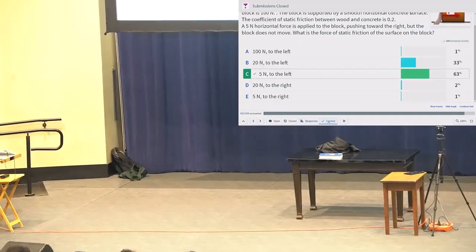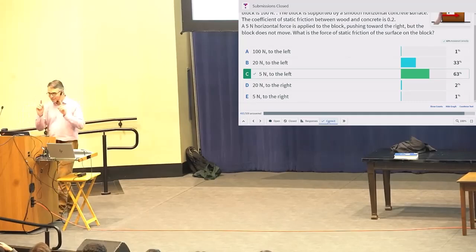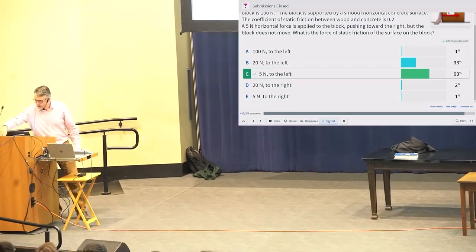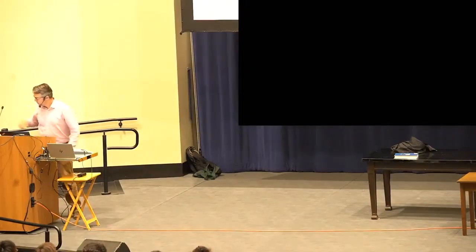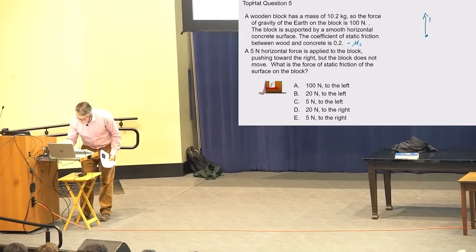A lot of people got C, which is definitely correct. The whole 0.2 thing was just to throw you off. Don't get mixed up: there is no equation for static friction. I can show you how you do this. It's simple, you just draw a free body diagram. There is the normal force acting up, the weight acting down, which is 100 newtons, and this force pushing it to the right, which is 5 newtons.